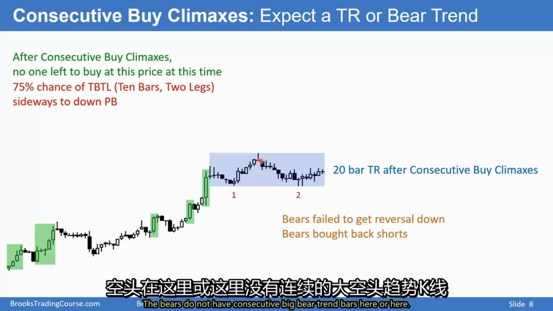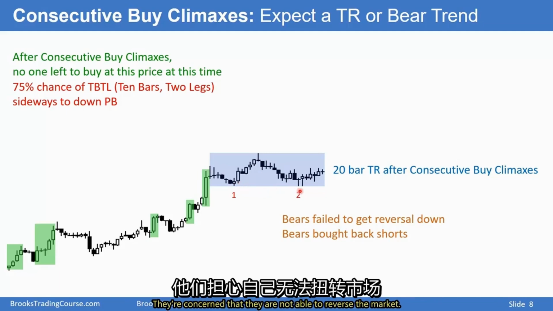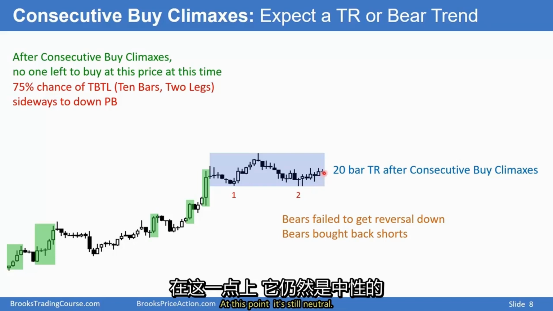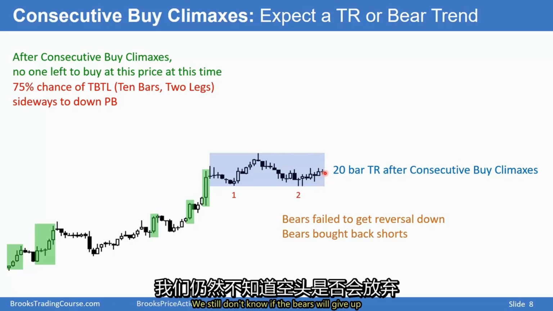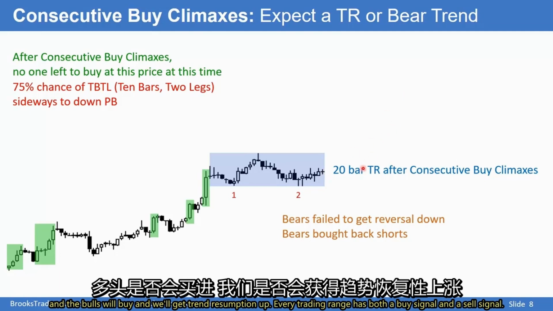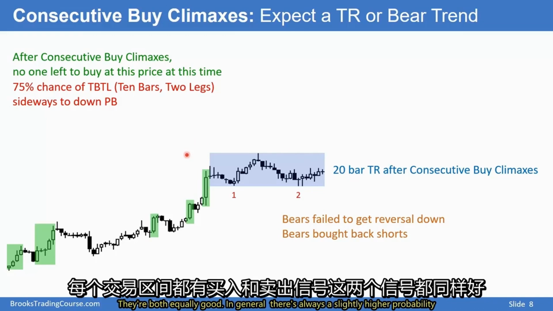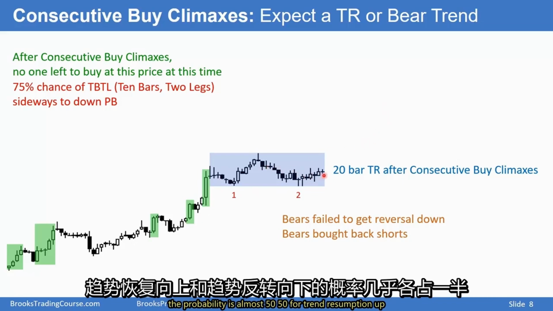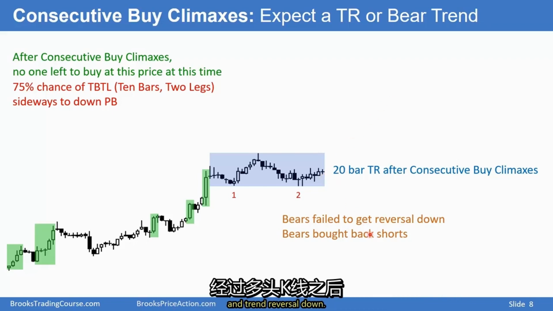The bears do not have consecutive big bear trend bars here or here. They're concerned that they are not able to reverse the market. If enough bears believe that they are unable to turn the market down, they'll start buying back their shorts. At this point, it's still neutral. We still don't know if the bears will give up and the bulls will buy and we'll get trend resumption up. Every trading range has both a buy signal and a sell signal. They're both equally good. In general, there's always a slightly higher probability that the trend will resume, but after you get to 20 or 30 bars, the probability is almost 50-50 for trend resumption up and trend reversal down.